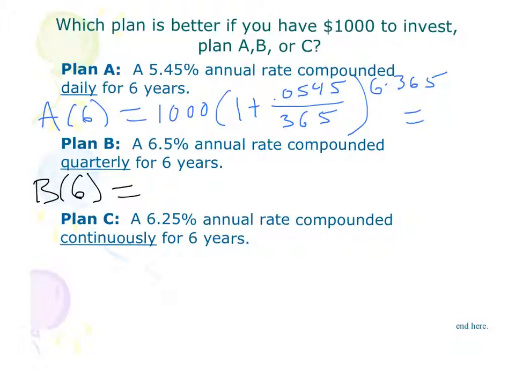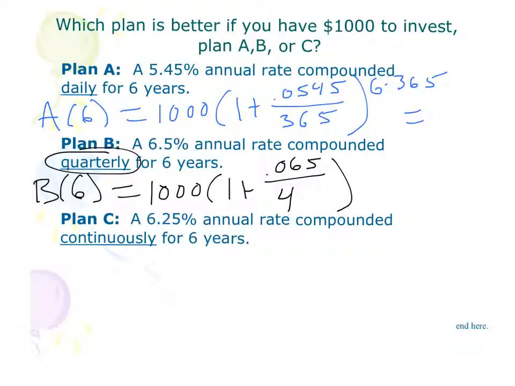B of 6. Similar setup now, but now we're compounding quarterly. Original investment is still the same. It's $1,000. 0.065 over 4, because interest is being compounded 4 times per year, to the 4 times 6 power. Again, I'm leaving you to evaluate these yourself to come to the conclusion as to which one's the best.